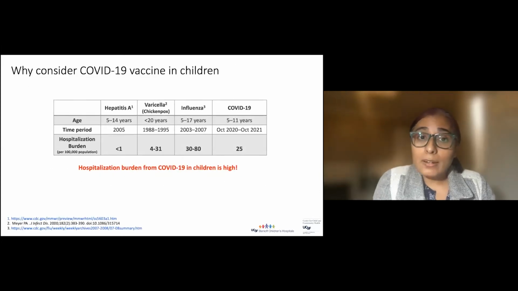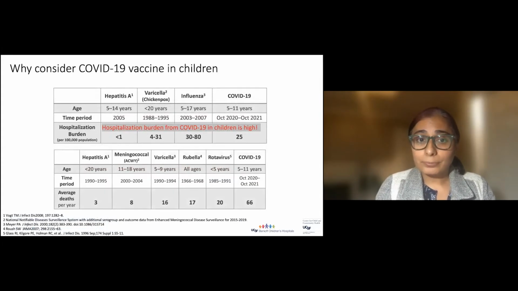So when we look at some other disease entities that we routinely vaccinate against, and this again here is the age group and the time period that we look at and hospitalization burden. So these are routine vaccinations that your children would get. And you can see the COVID-19 hospitalization burden is quite high. And when you look at deaths per year, even still, COVID-19 deaths per year, 66, as compared to the meningococcal vaccine that our children routinely get, or the chickenpox vaccine, the varicella, rubella, and rotavirus.